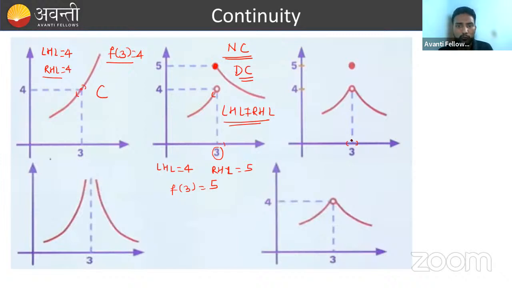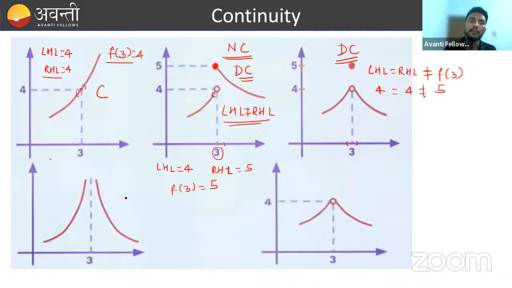Wow, very good. So here you can see LHL equals RHL, but it is not equal to f of 3, because LHL is 4, RHL is also 4, but the f of 3 value is 5. So it is not equal. All three should be equal, then only it can be continuous. Otherwise it will be discontinuous. So it is discontinuous, right?